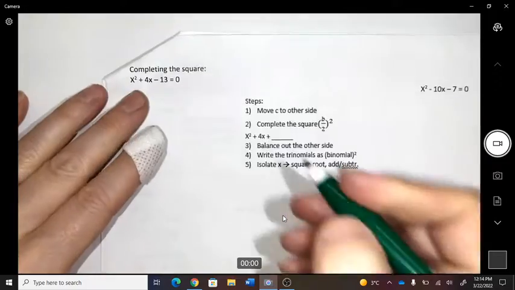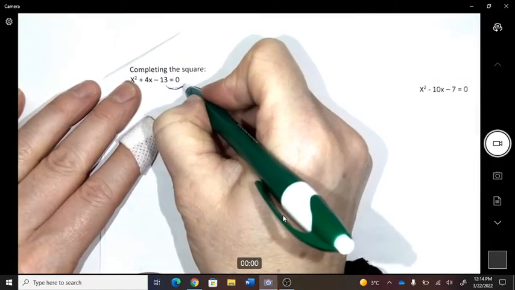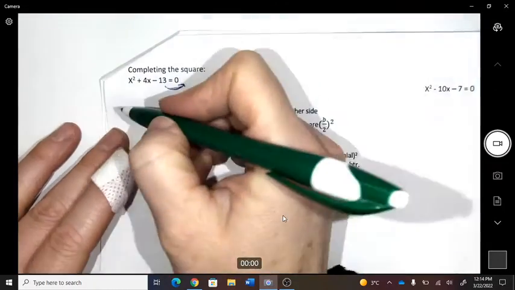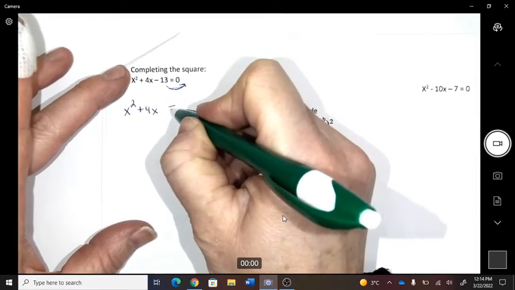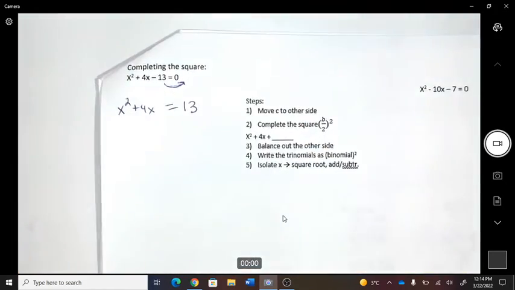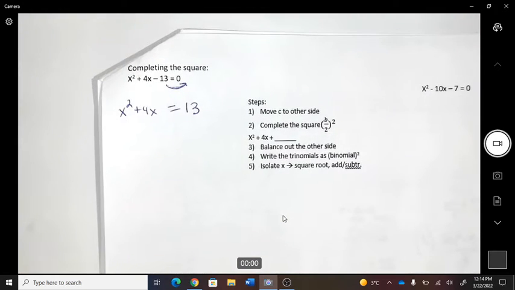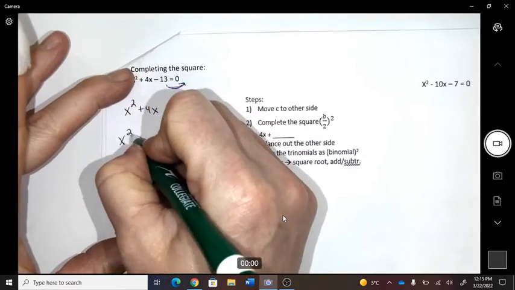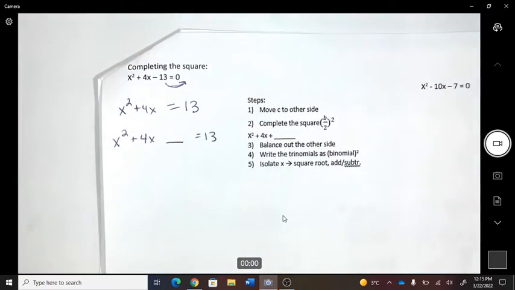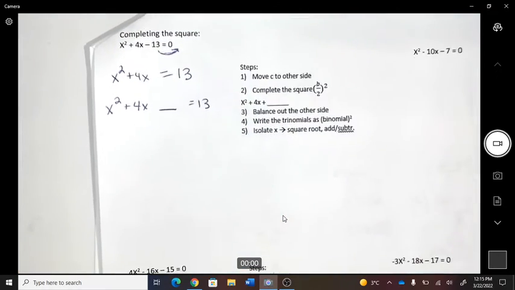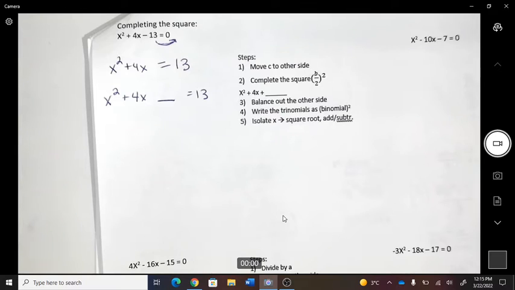Okay, so here we go. The first step is to move that. Same thing. Second step, we're going to create our own trinomial. Do you remember doing this? Our own trinomial.